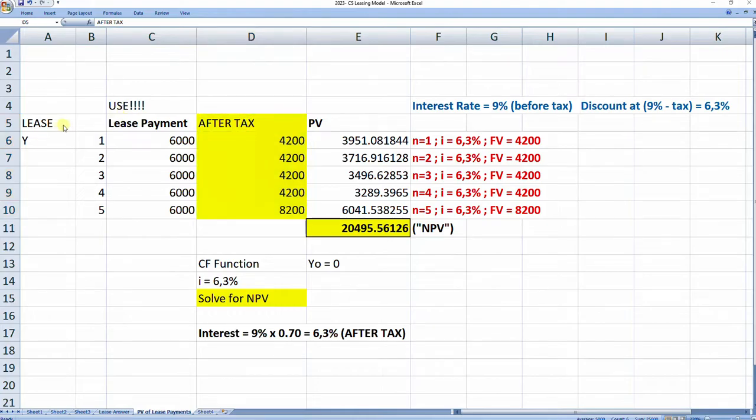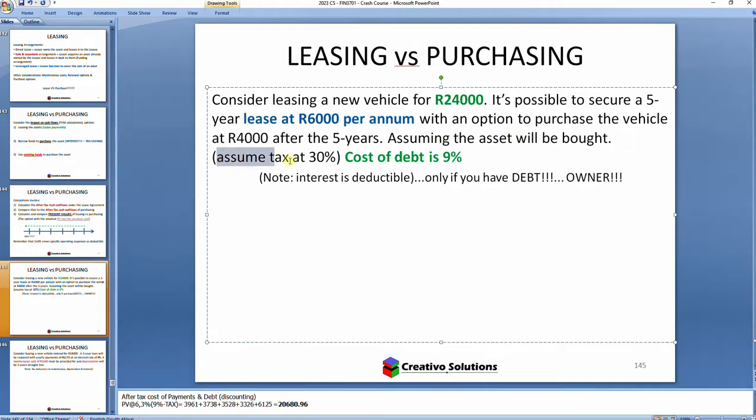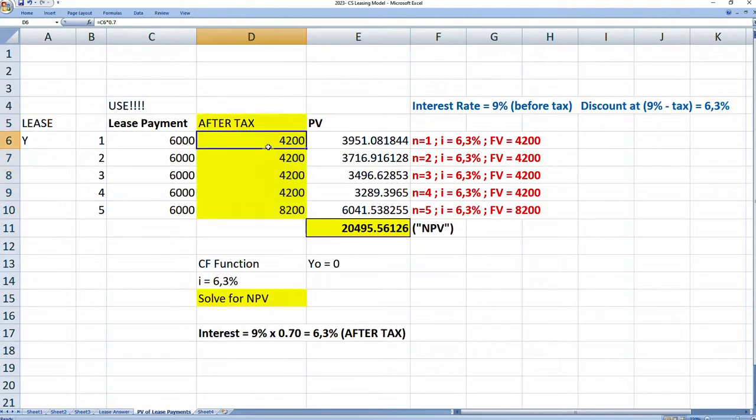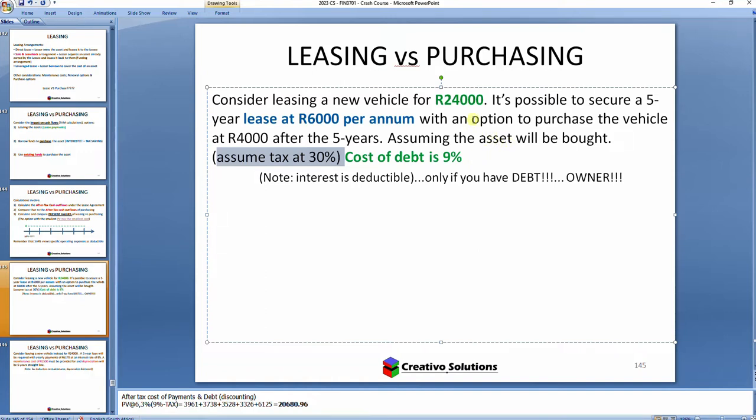So in my question, I need to go back to the question. What is the tax rate here? Assume 30%. So if we're assuming 30% here, if I'm looking at the after tax, remember after tax is the after tax cost. We're looking at costing. We're looking at how much the lease is going to cost us. Those are the amounts that we're going to have. And remember, at the end of the lease, there's going to be an additional cost because I think there was an option to buy, right? Yes. An option to purchase the vehicle at 40,000 after the 5 years.